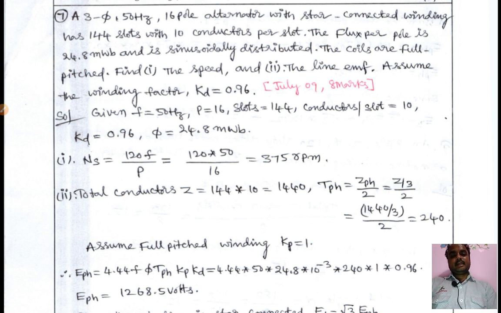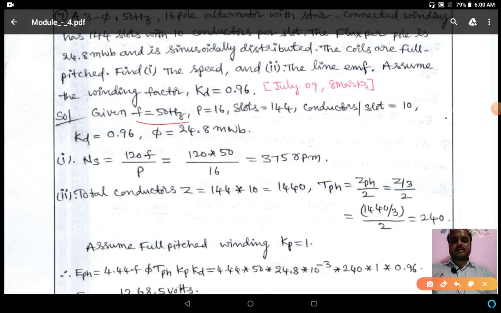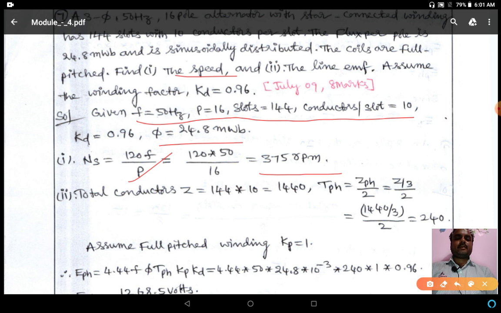So first you write the given data. Given data is F is equal to 50 Hz, P is equal to 16, slots is equal to 144, conductors per slot is equal to 10, Kd is equal to 0.96, phi is equal to 24.8 milliwebers. What you have to find out is synchronous speed Ns is equal to 120 F by P, already we know, right? Substitute the F and P values, you will get Ns value 375 RPM.